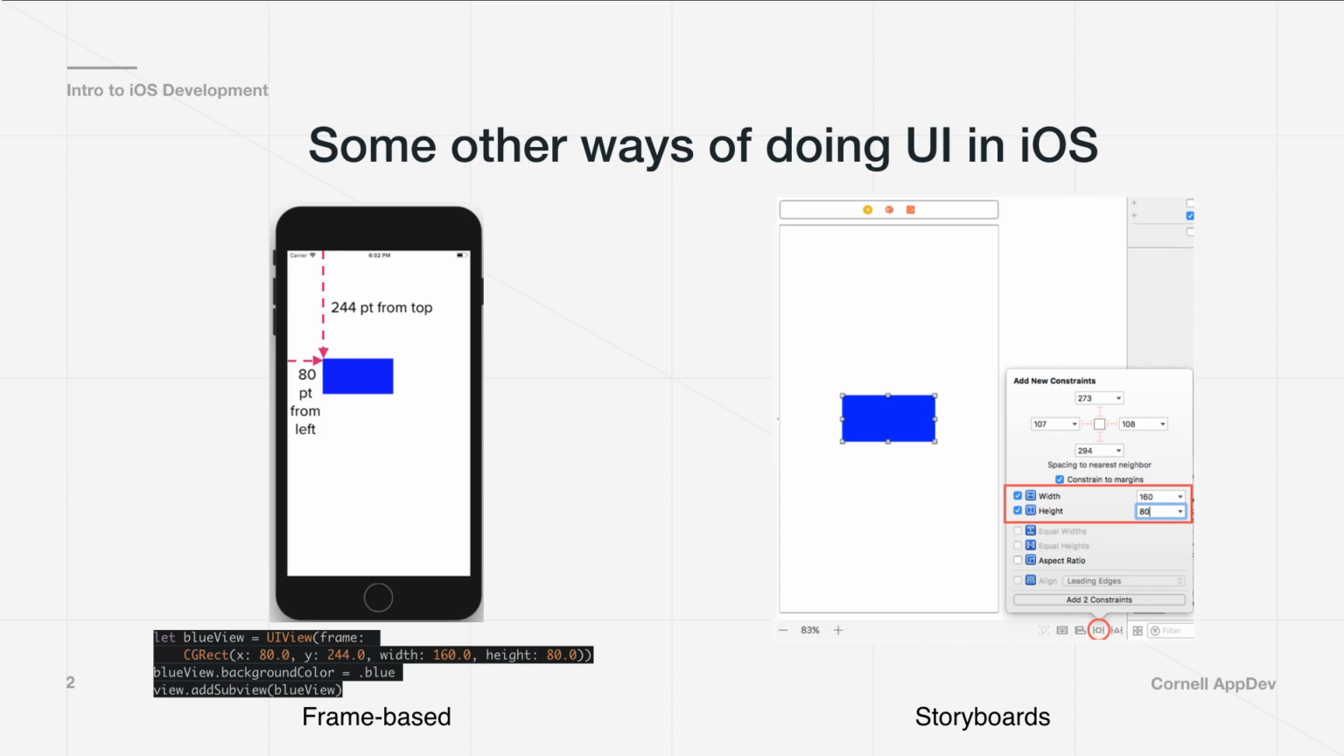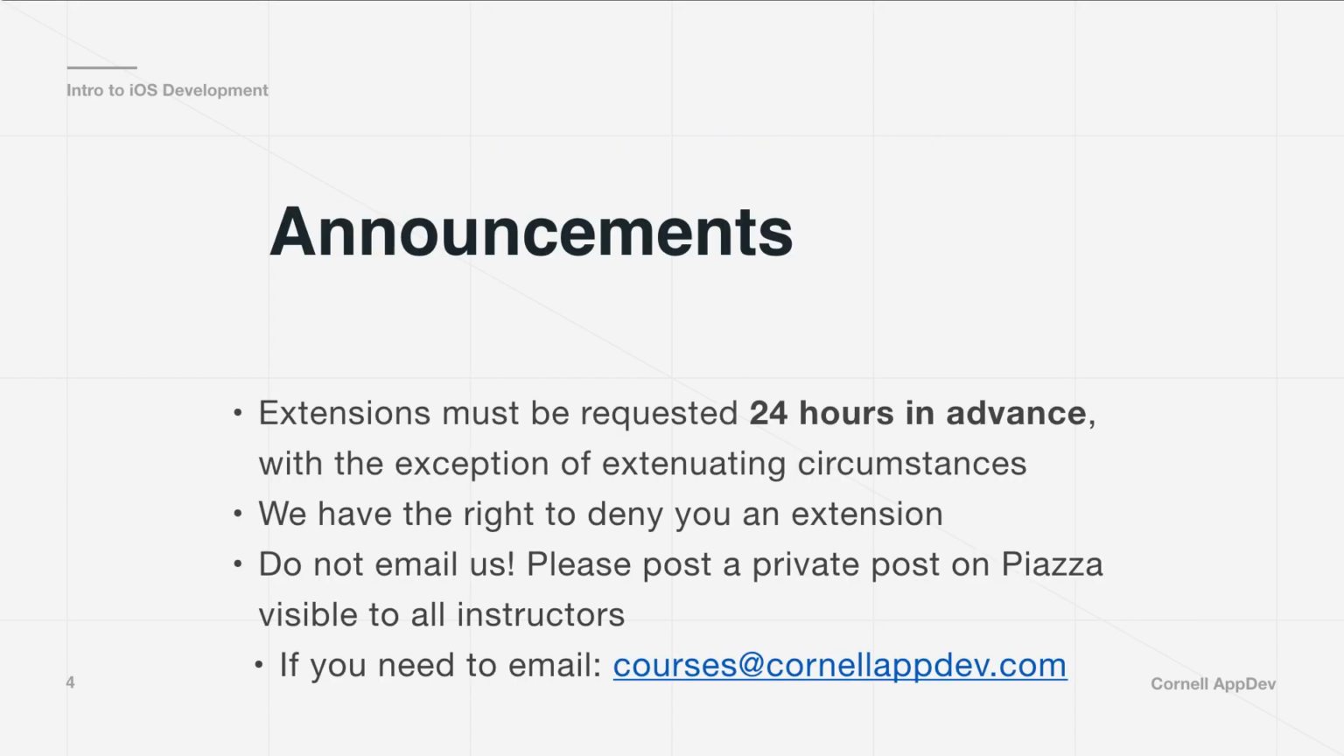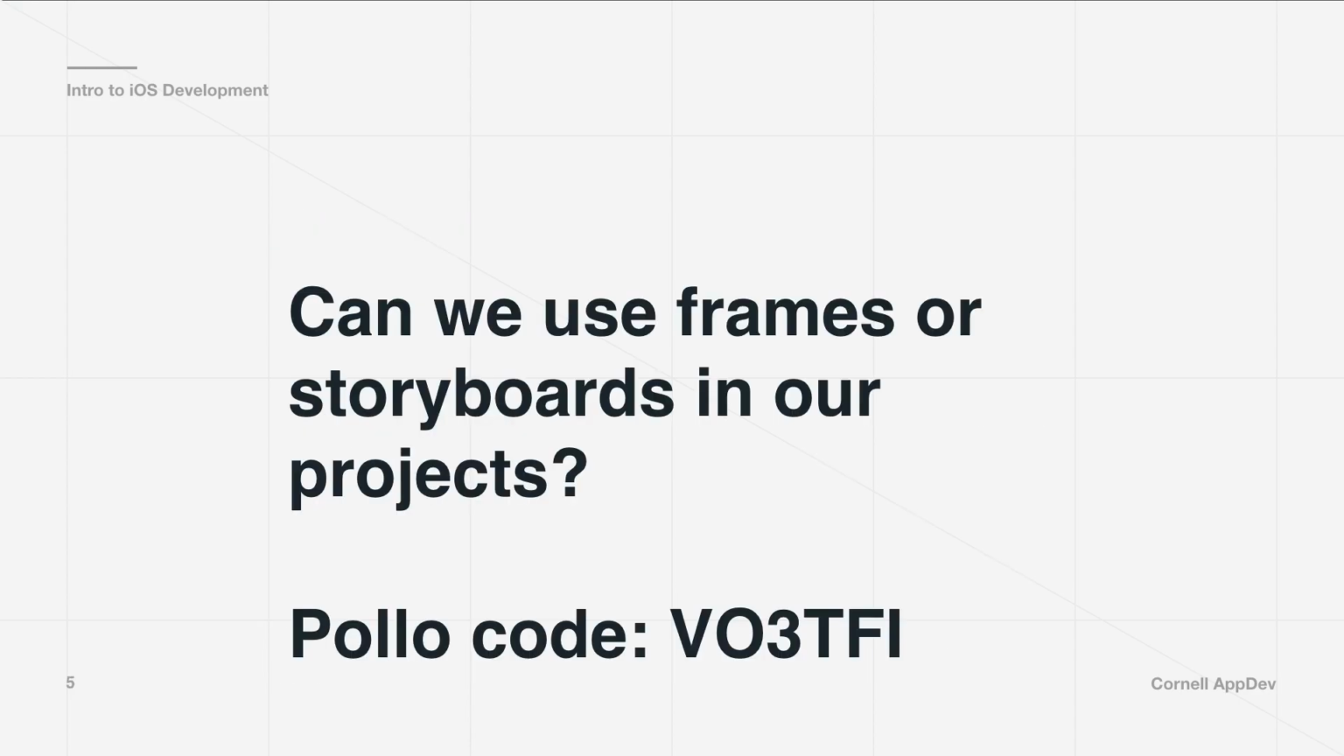So let's start with our first poll. If everyone could open up Polo. Oh, sorry. Here's the code. We can start with this first. Make sure that you can join the poll, and then I'll make some announcements.